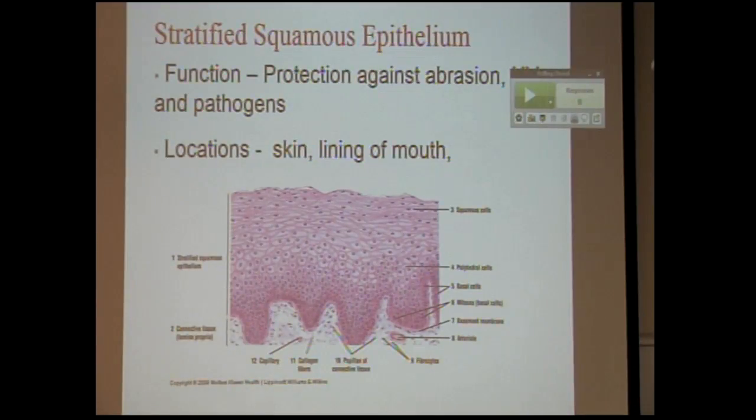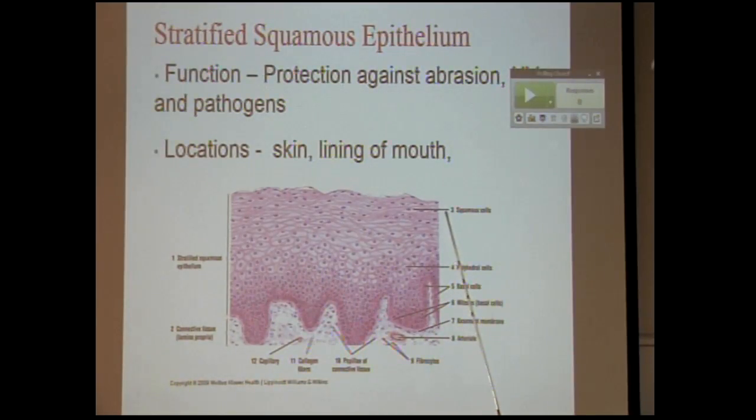Because the main thing I want y'all to know about these different kinds of epithelial tissue is where you find them and what they do. So examples of where they are and their function. And so start with stratified squamous. This is the outside of your skin or the lining of your mouth, for example.